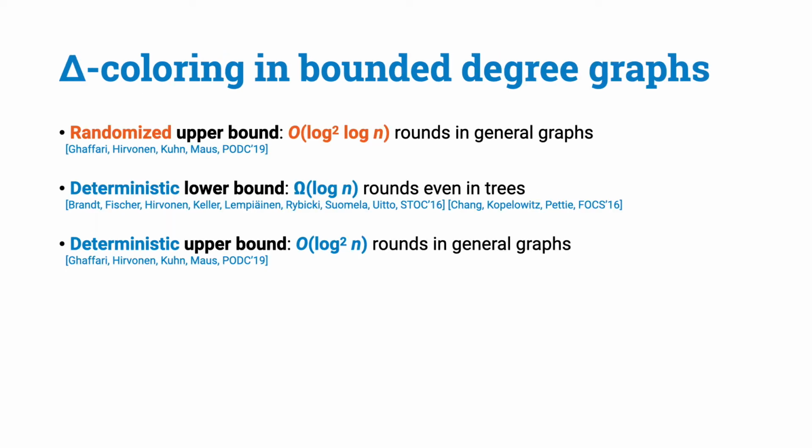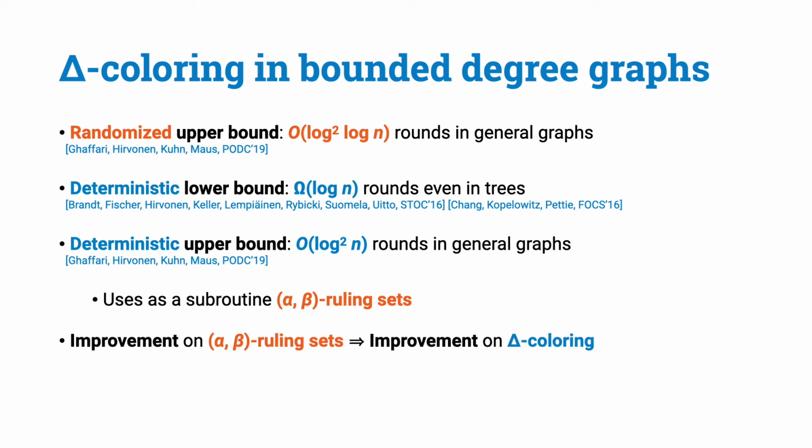So at first, we tried to improve the best deterministic algorithm for delta coloring, and we observed that the best algorithm uses as a subroutine an algorithm for a different problem called alpha-beta ruling sets, which is a generalization of maximal independent set that is used a lot in the distributed setting as a subroutine. So we tried to improve the complexity of ruling sets and to find faster algorithms.